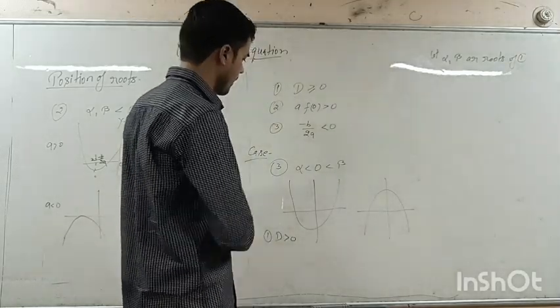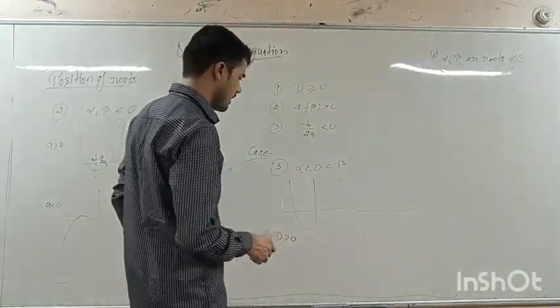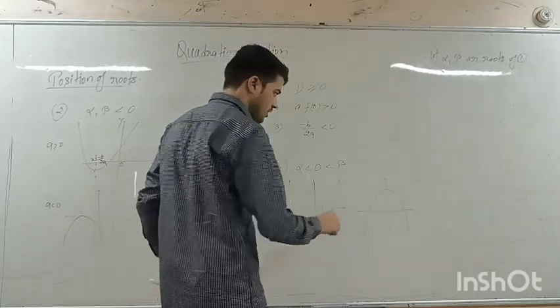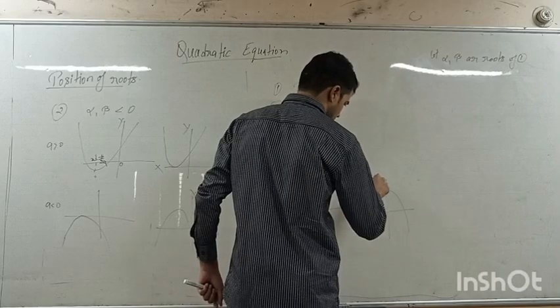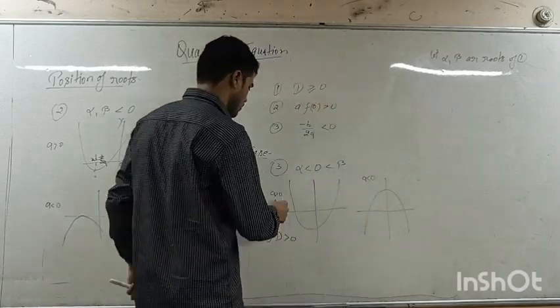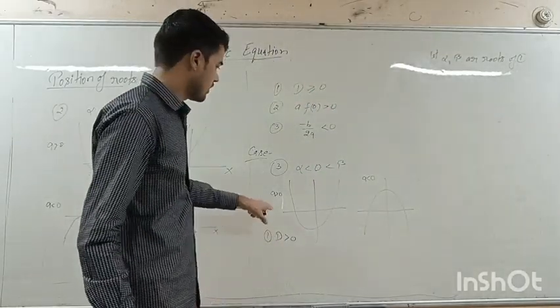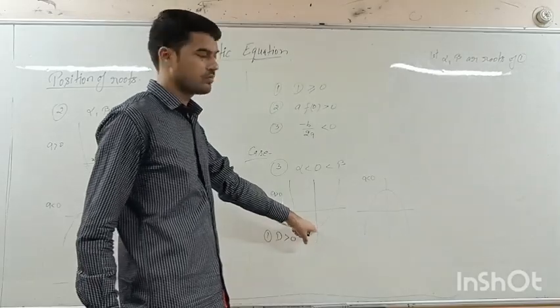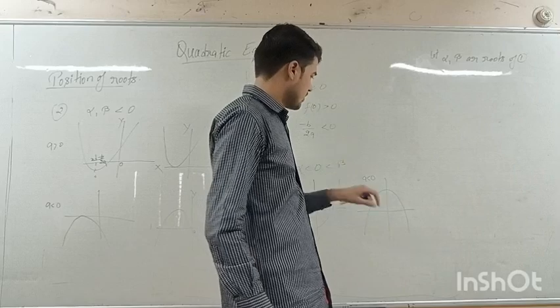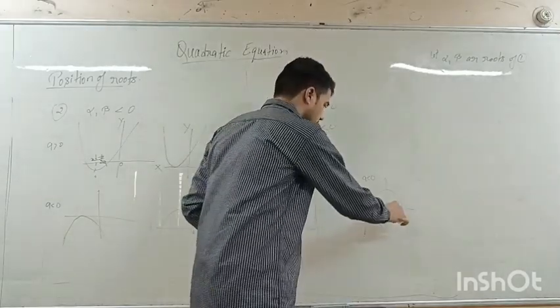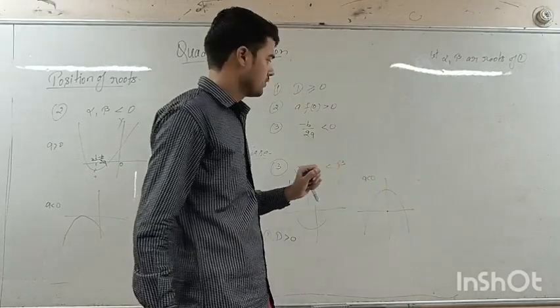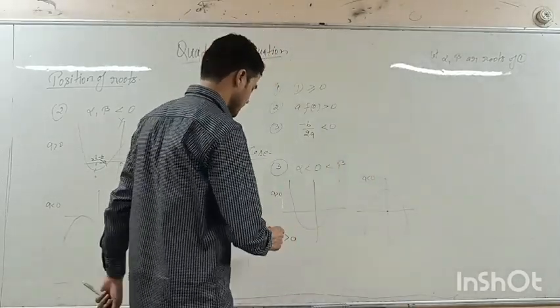Okay, and what can we say about f(0)? This case is if a is greater than 0, and this case is if a is less than 0. So if a is greater than 0, then what is f(0)? At 0 it is negative, and if a is less than 0, what is f(0)? What is the value of the function at 0? It is positive, meaning the signs are different.